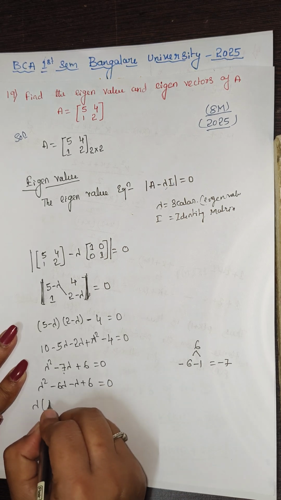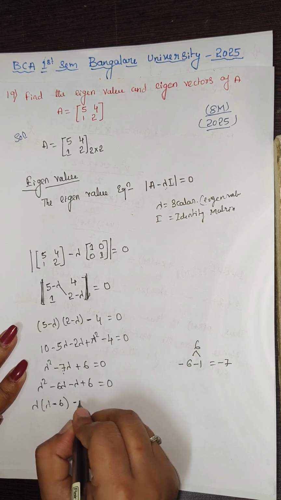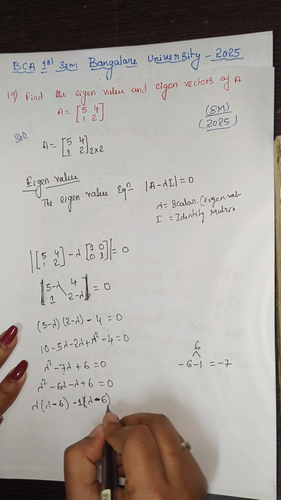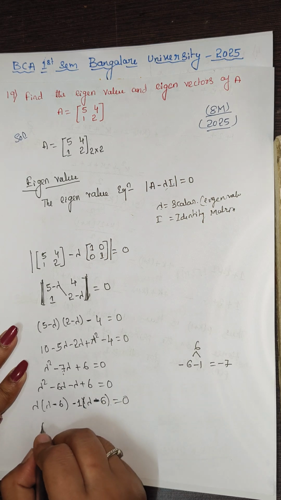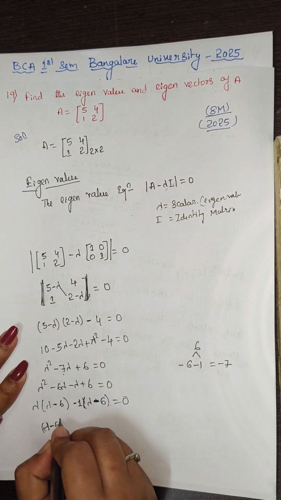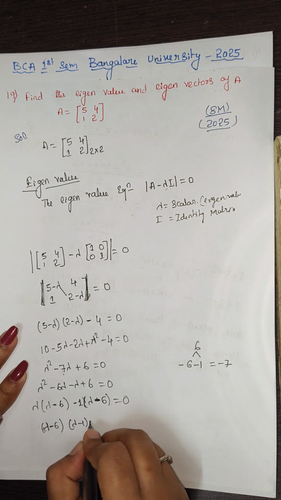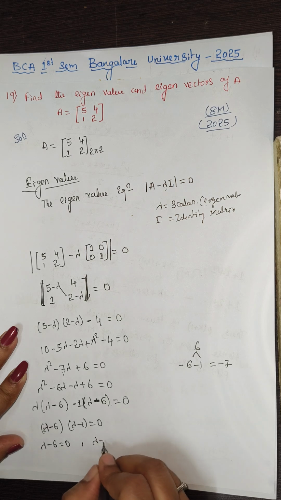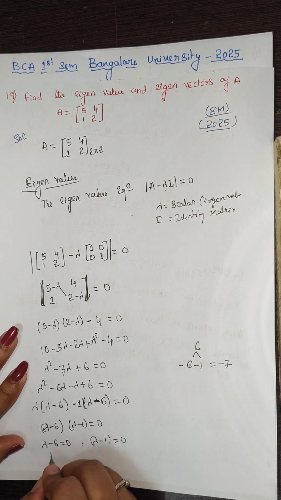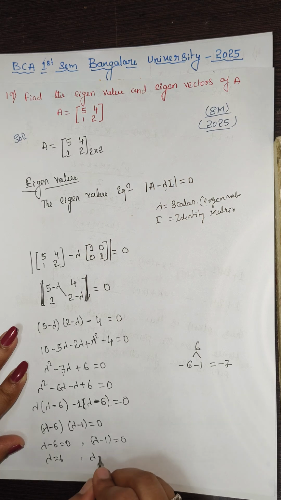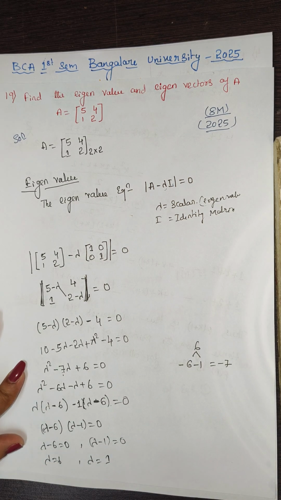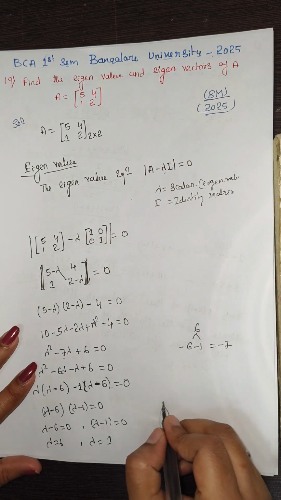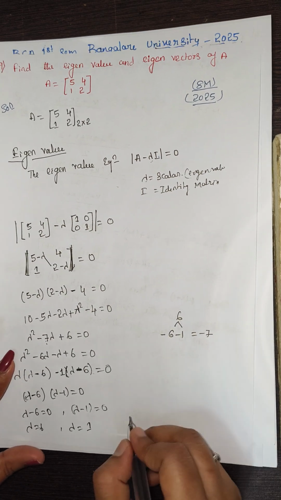So we take lambda common from the first two terms, lambda minus 6, and minus 1 common from the last two, so it will come lambda minus 6 here also, equals 0. Again take lambda minus 6 common, so it will come lambda minus 1. So lambda minus 6 equals 0 and lambda minus 1 equals 0. So lambda equals 6 and lambda equals 1. So the eigenvalues are here. Therefore, I will write it here only.